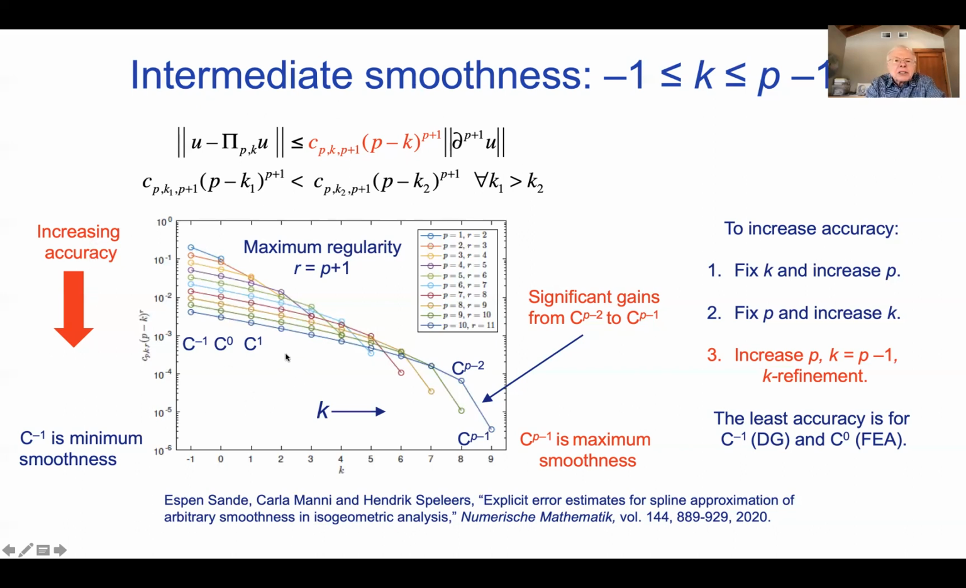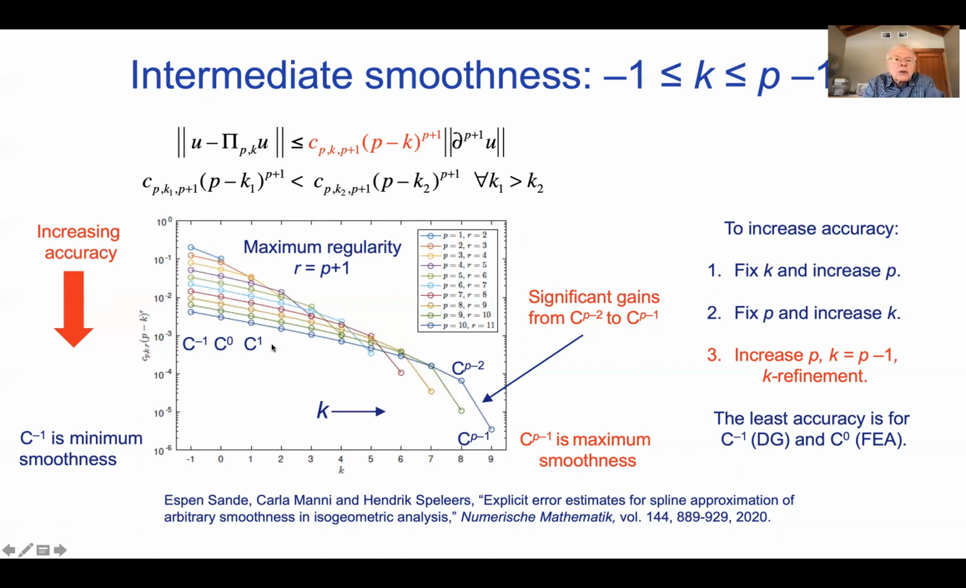And so you can look at it in different ways. You can fix the smoothness. So let's say we fix at C1 smoothness for splines. And you can see if you do that, you get better accuracy as you increase p. p is higher as you drop. So p is 1 up here, p is 10 down here. So that's kind of obvious. Polynomial order is higher, for a fixed continuity, you get better accuracy.